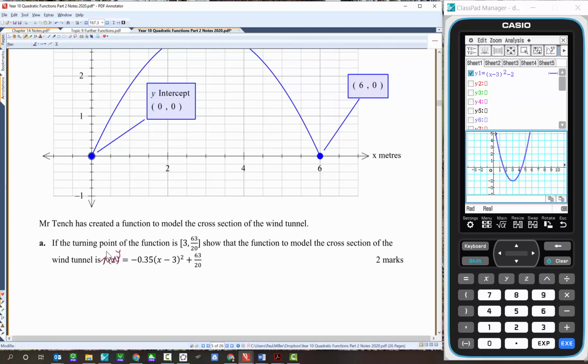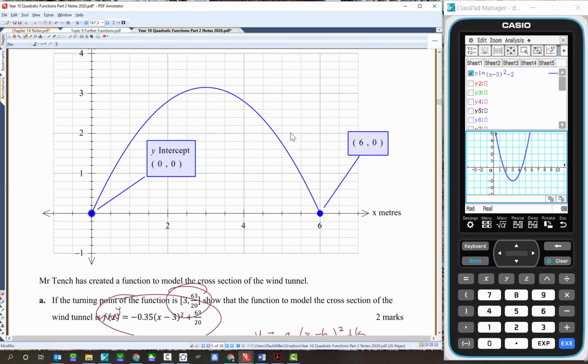Well, let's assume that we actually don't know the equation. With a 'show that' question, reminder that we're not allowed to actually use that to show. So what I'm going to do is just write down the general form, y equals a(x take h) all squared plus k. Now they've told us that the turning point of the function is here, so we can use that. That's for sure. So let's note it down. The turning point is here, and that's going to be 3 and 63 on 20.